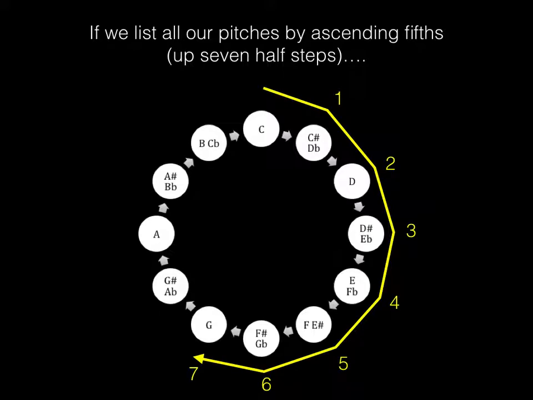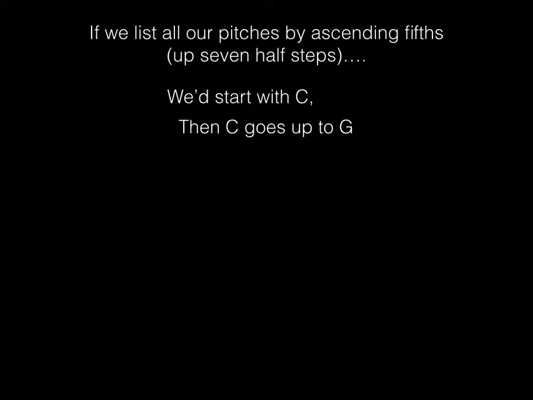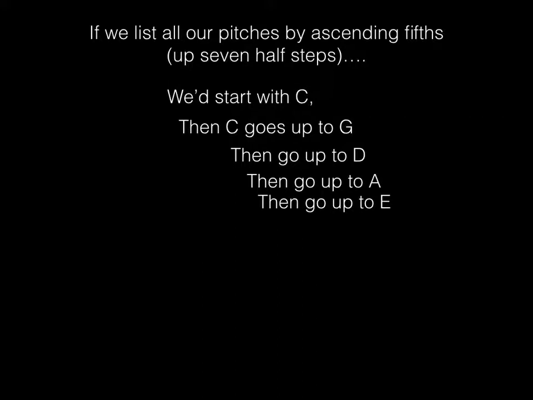Well, let's start on C, and we would go up 7 half steps. C, C sharp, D, D sharp, E, F, F sharp, G. That gets us to G. So if we start with C, then C goes up to G. Then G is going to go up to D, then up to A, and then up to E. These are all 7 half steps above one another.